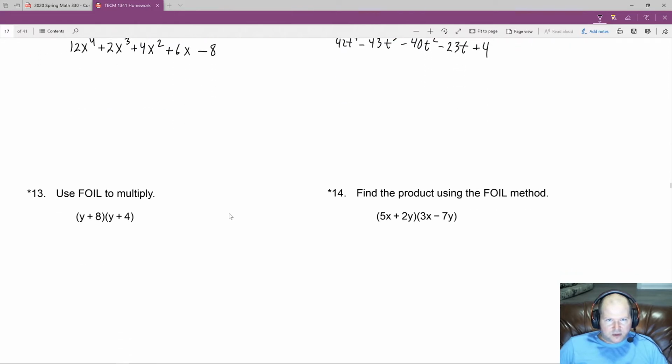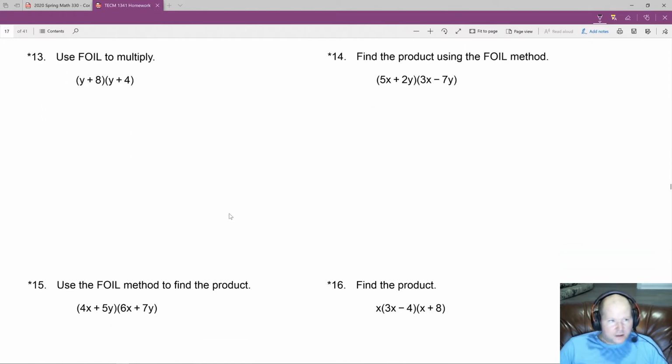All right, so next we're going to go into the next problem. So now we're just multiplying a binomial by a binomial. Don't worry about FOIL. It just means first, outside, inside, last. So basically it would be this. First term times first term. Outside times outside would be first term times last term. Inside would be 8 times y in this case.